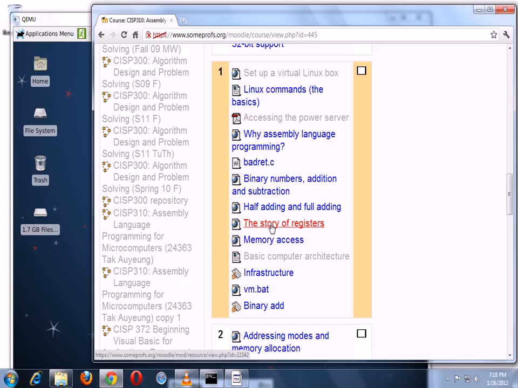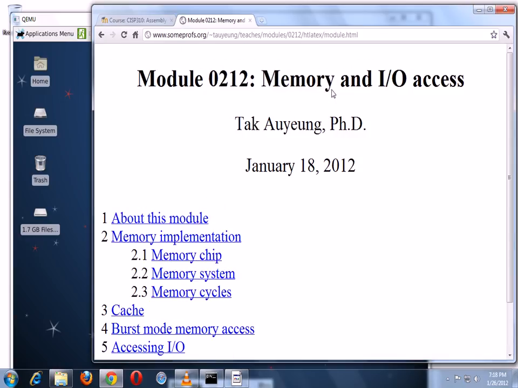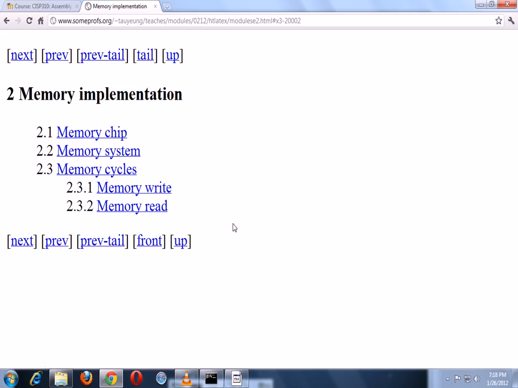Okay, the next note is about memory access. And this one basically just talks about memory addressing. How does your processor get information from memory? And vice versa, how does it store information in memory? This is definitely kind of archaic.